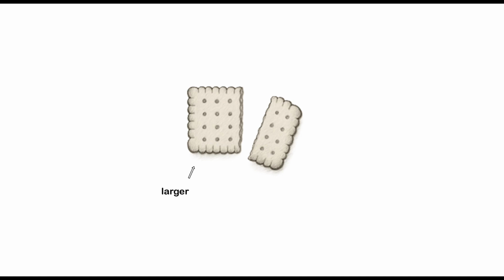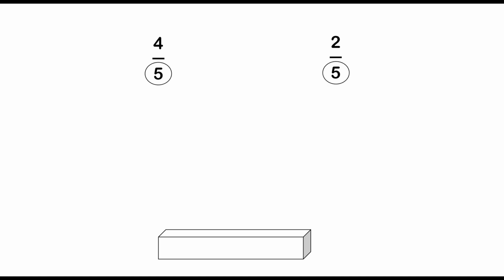But what if the figure is not given and instead the fractions are given only in their mathematical form like these? How are you going to compare these two fractions? Well, first we are going to visualize these fractions to make things easier. Let us take an object. Now notice that these two fractions have the same denominator, which is 5. So we will divide the object into 5 equal parts.